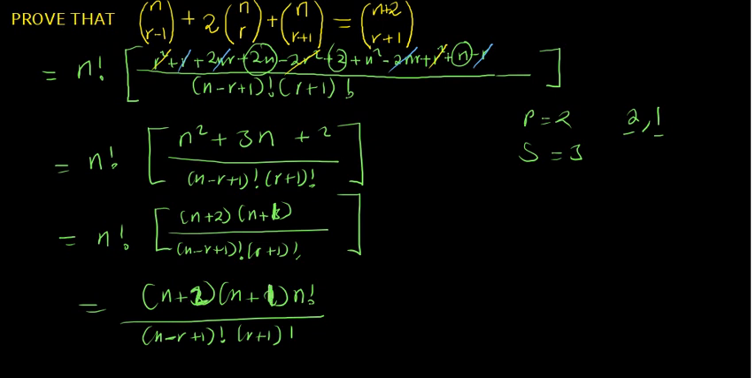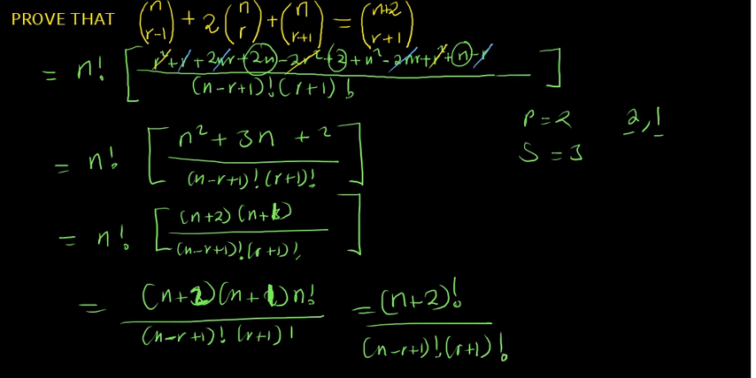All right, now I can make the statement that I was saying. So n plus 2, if you remove a 1, that will give you n plus 1. From n plus 1, if you remove a 1, you just get n. So that means what I've written here is as good as just saying n plus 2 factorial divided by n minus r plus 1 factorial and then r plus 1 factorial. So this is the simplest form I'll reach on the left hand side.